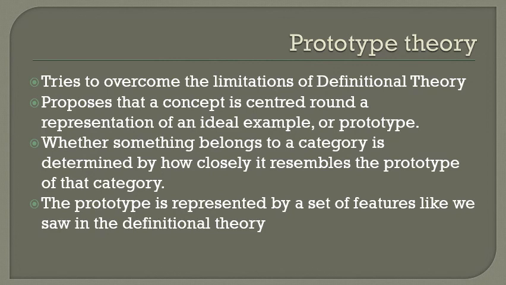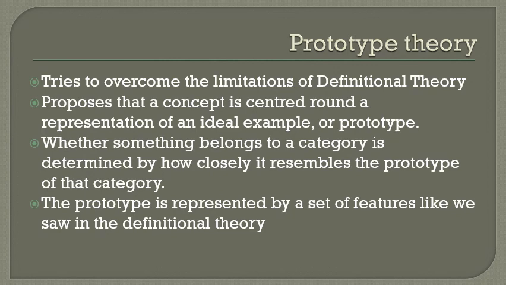So for example, this ideal flower will have colorful petals. It might be very attractive in nature. It might contain honey or pollen. It might have a sweet smell, right? So whatever features we usually associate with that category will all be present in the ideal example. This ideal example is called a prototype. So this theory proposes that a concept is centered around a representation of an ideal example, or prototype.